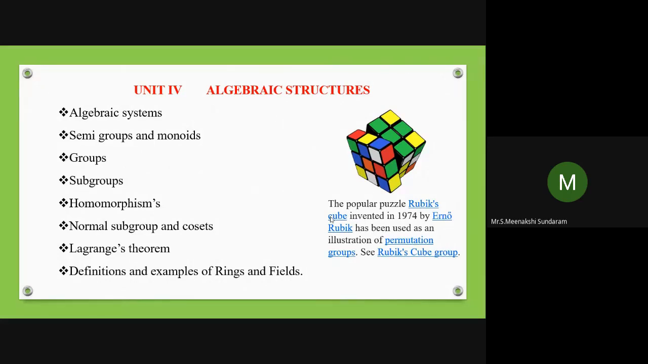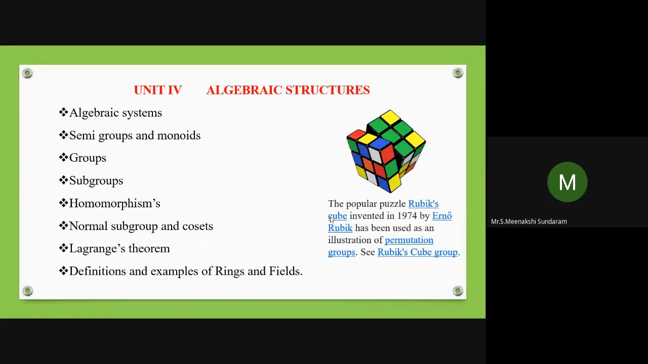Next, the last one, definition and examples of rings and fields. This is only definition and examples. We can study it in elaborated form in your 5th semester, in the Algebra and Number Theory papers. Here, only the definition and examples we can study.